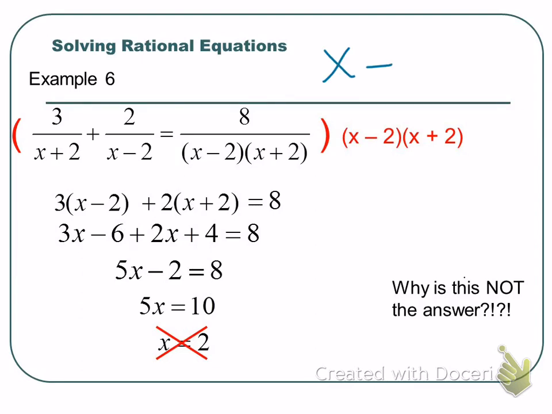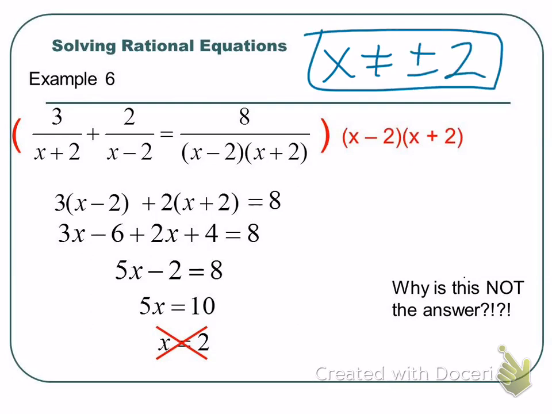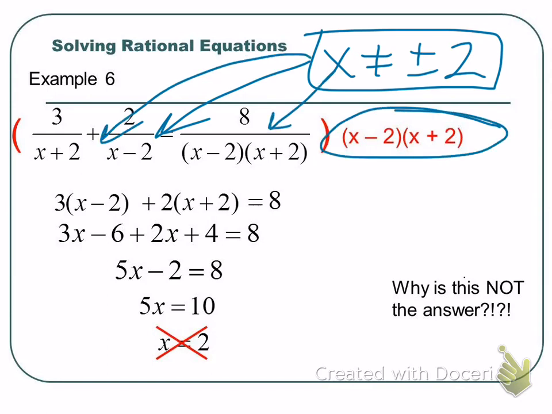Because we just said a moment ago that x cannot be plus or minus 2, because if x is plus or minus 2, then we have zeros in all of these denominators, and we multiplied by a 0. You can't multiply through an equation by 0, so x cannot be 2, and this particular equation has what? No solutions.